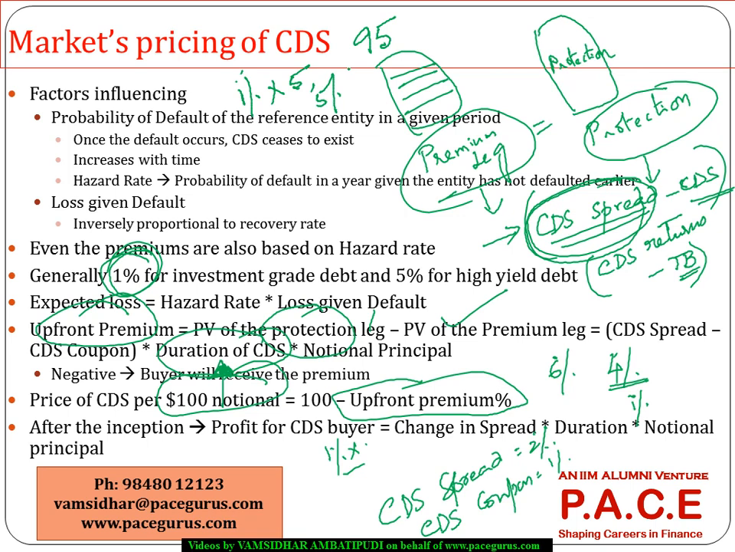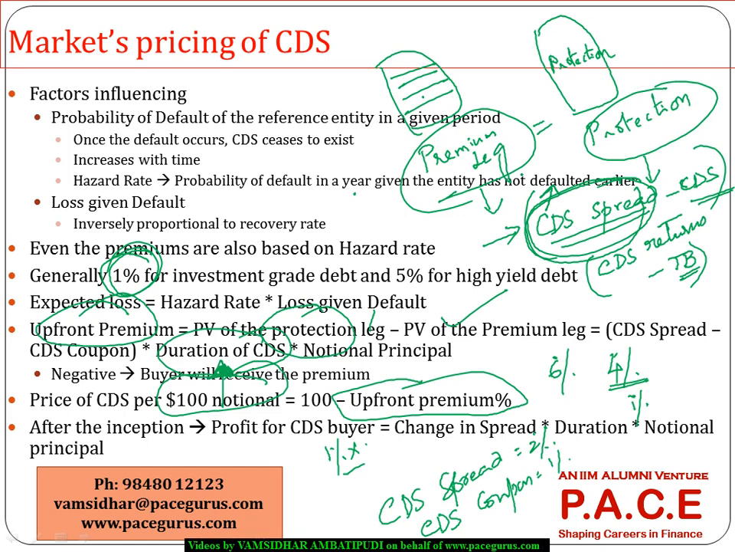But after the inception, based on how the reference entity's credit situation changes, the spread may either increase or decrease. If the spread is increasing, then it would profit the buyer. If the spread is decreasing, it will profit the seller. Spread increasing means the reference entity's chances of default are increasing more and more.